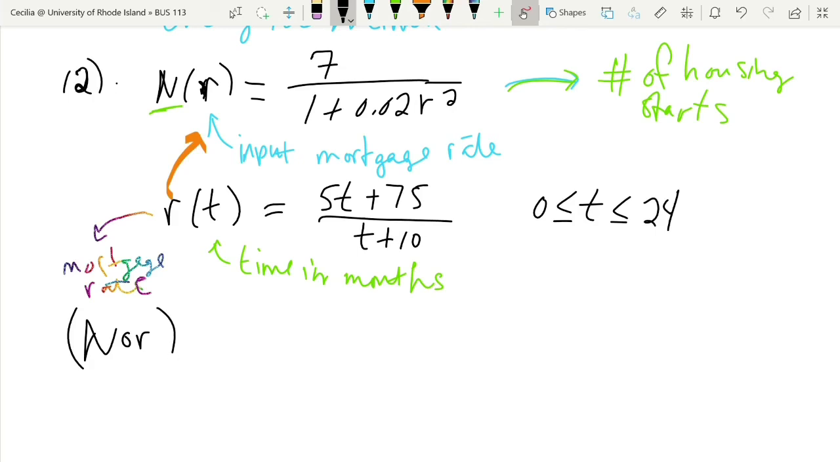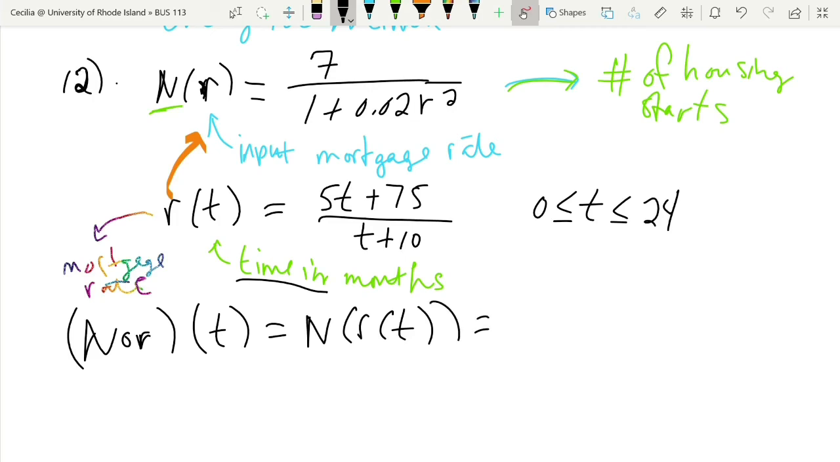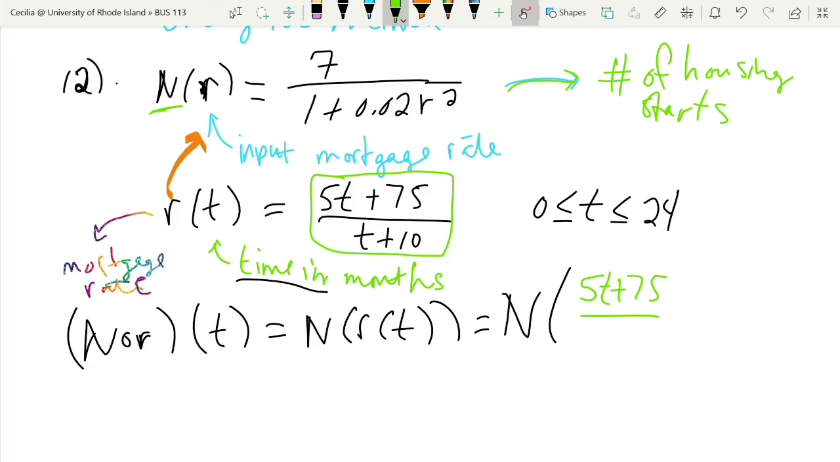And we end up with the units of our input from our first function, and that's exactly what we want to do. So we're going to say N of R of t. Well, what's R of t? It's this function right here. So we're going to introduce that to our function. I'll go ahead and put it in green: 5t plus 75 divided by t plus 10.